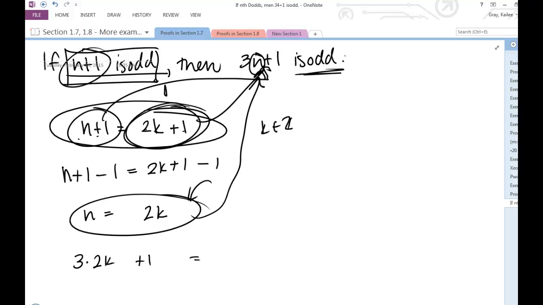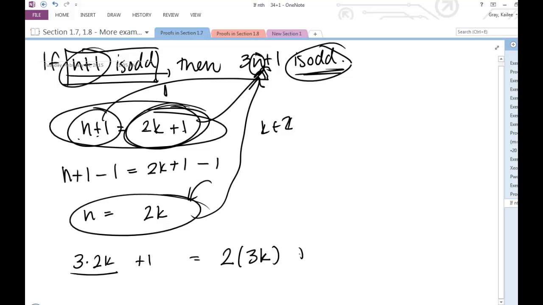Remember, if I'm trying to show something is odd, I want to show it's 2 times some integer, and it can be a whole expression, plus 1. So all I need to do is show that I can rewrite this as 2 times some integer plus 1. Well, 3k is an integer, so I've done that. I've shown that 3n plus 1 can be written as 2 times some integer plus 1. Okay, great. So let's write that piece up.